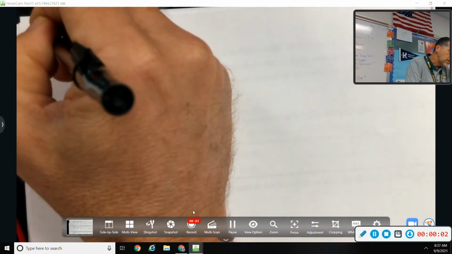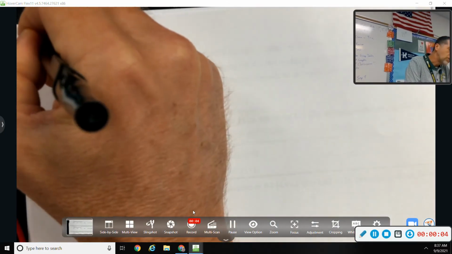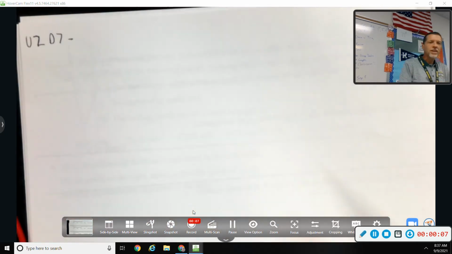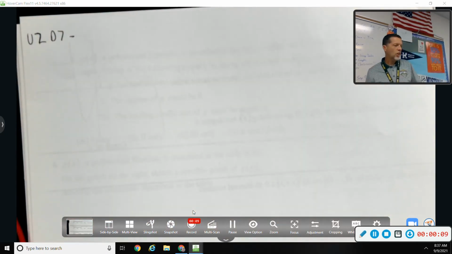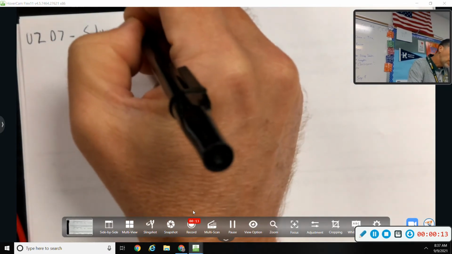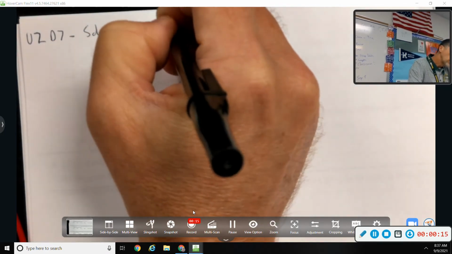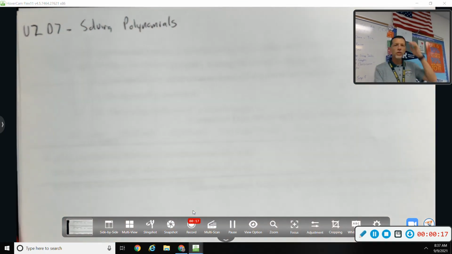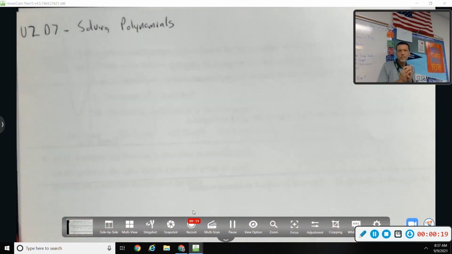Unit 2, Day 7. But it's a continuation of yesterday. It's still solving polynomials. We know all of the techniques, the methods. It's going to be a little harder today because we're going to throw some more i's and square roots at you.